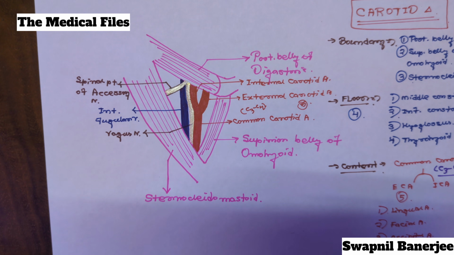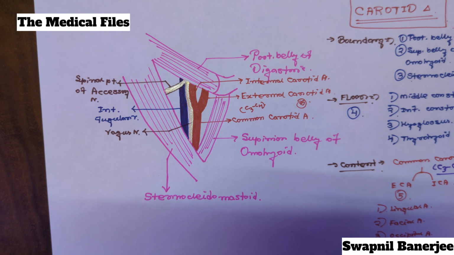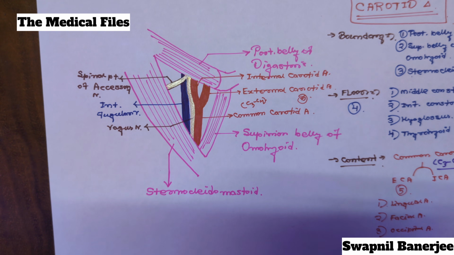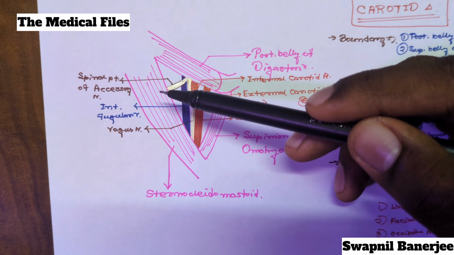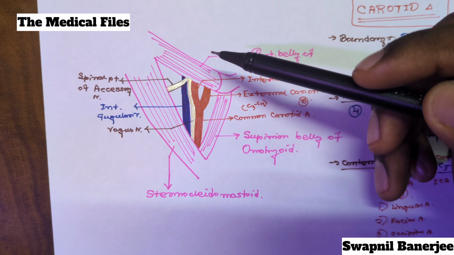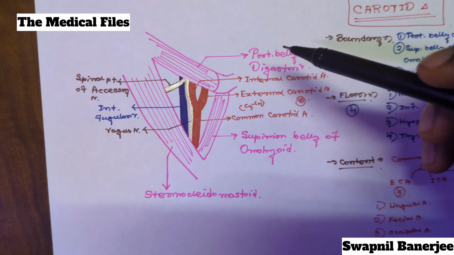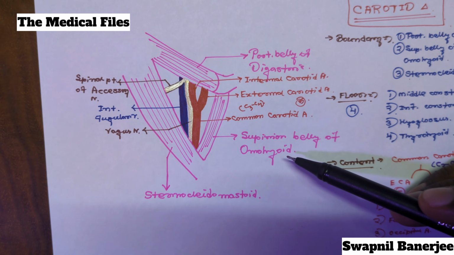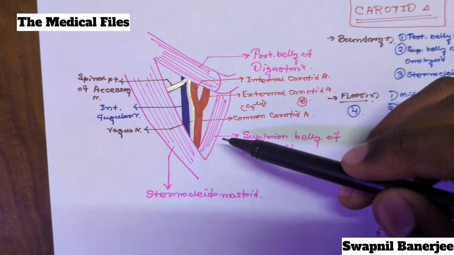So now coming to our topic, whenever we study about a triangle, we have to study about three things: boundary, floor and its content. So now coming to carotid triangle, here we have three boundaries: the anterior superior boundary, anterior inferior boundary and posterior boundary. Posterior boundary is formed by the sternocleidomastoid. The anterior superior is formed by posterior belly of digastric and another muscle, that is the stylohyoid muscle. Okay, and the anterior inferior boundary is formed by the superior belly of omohyoid. Okay, so now these are the boundaries of the triangle.